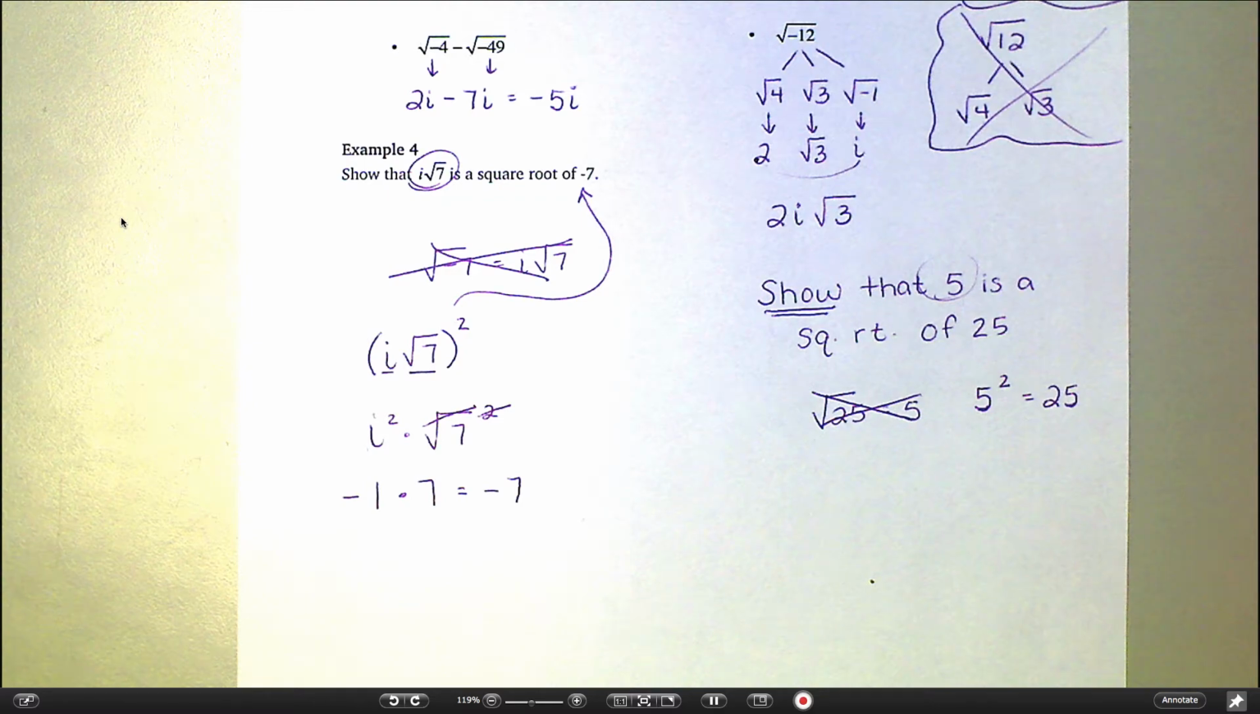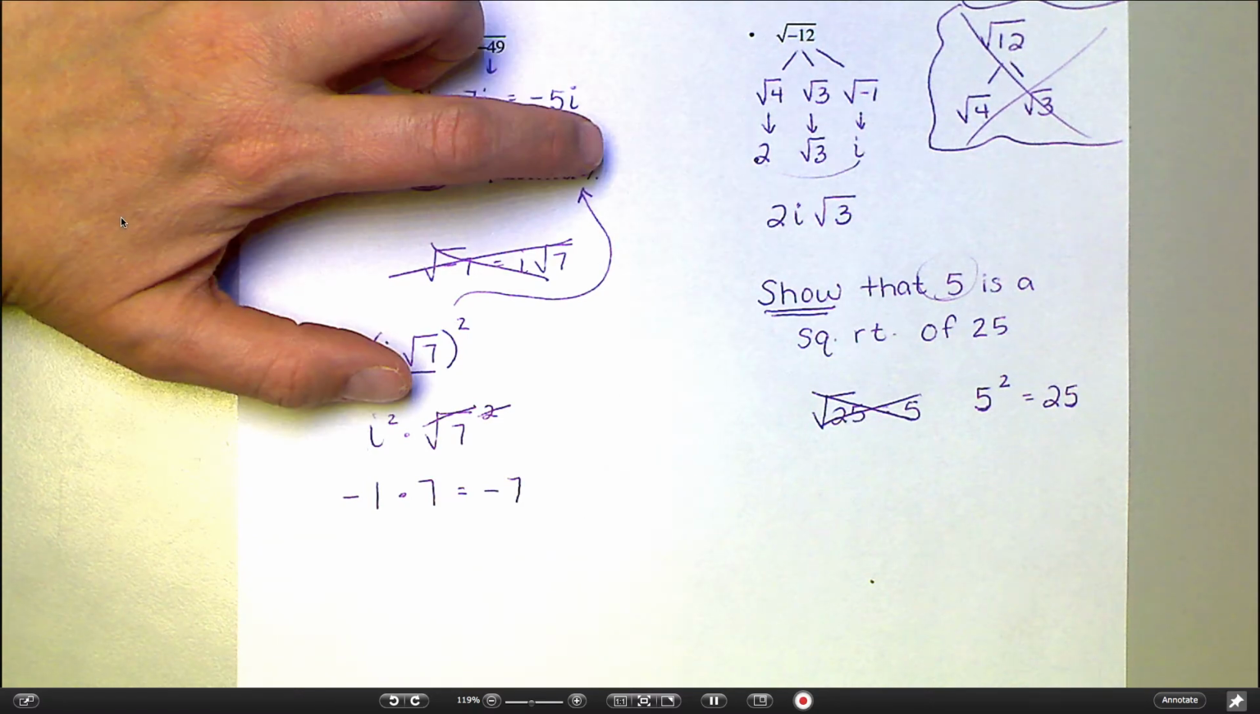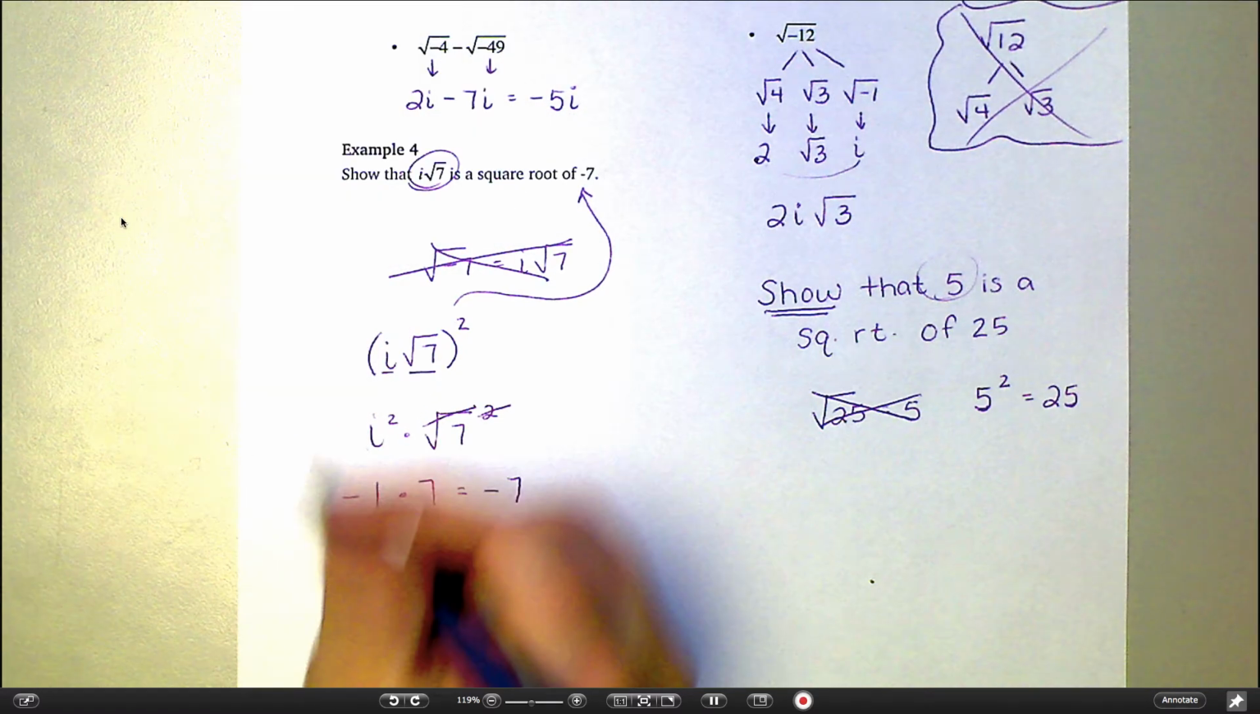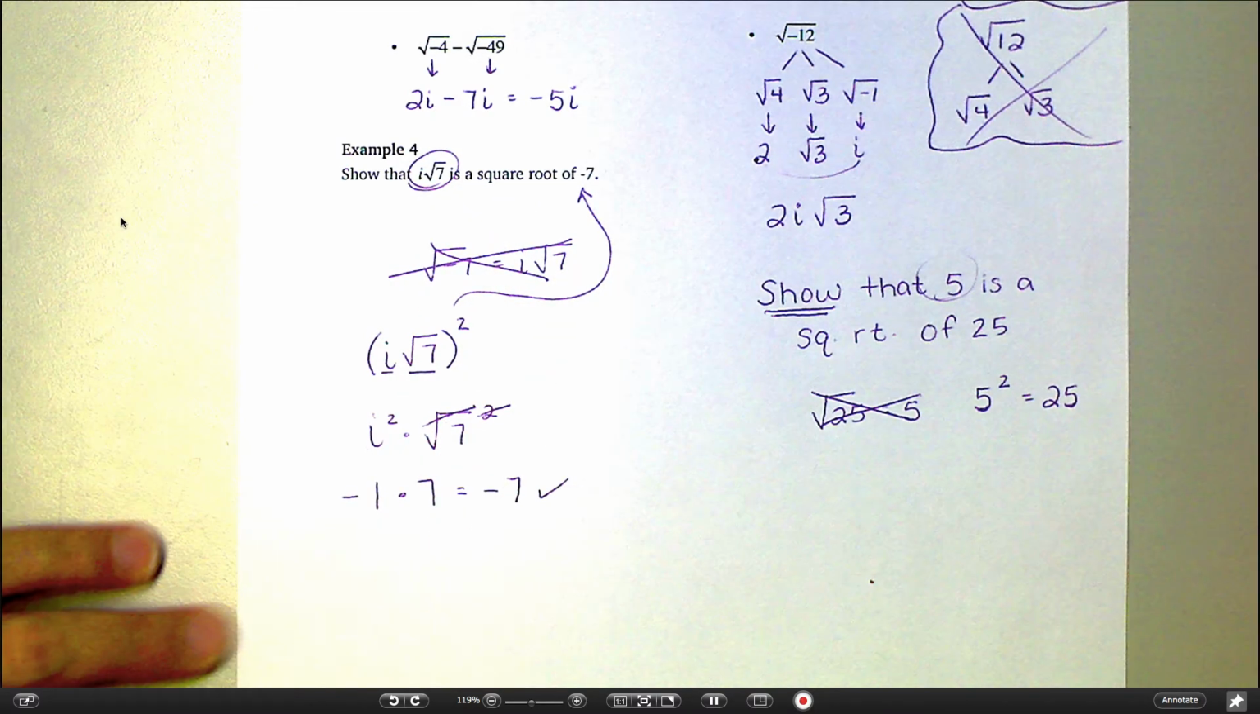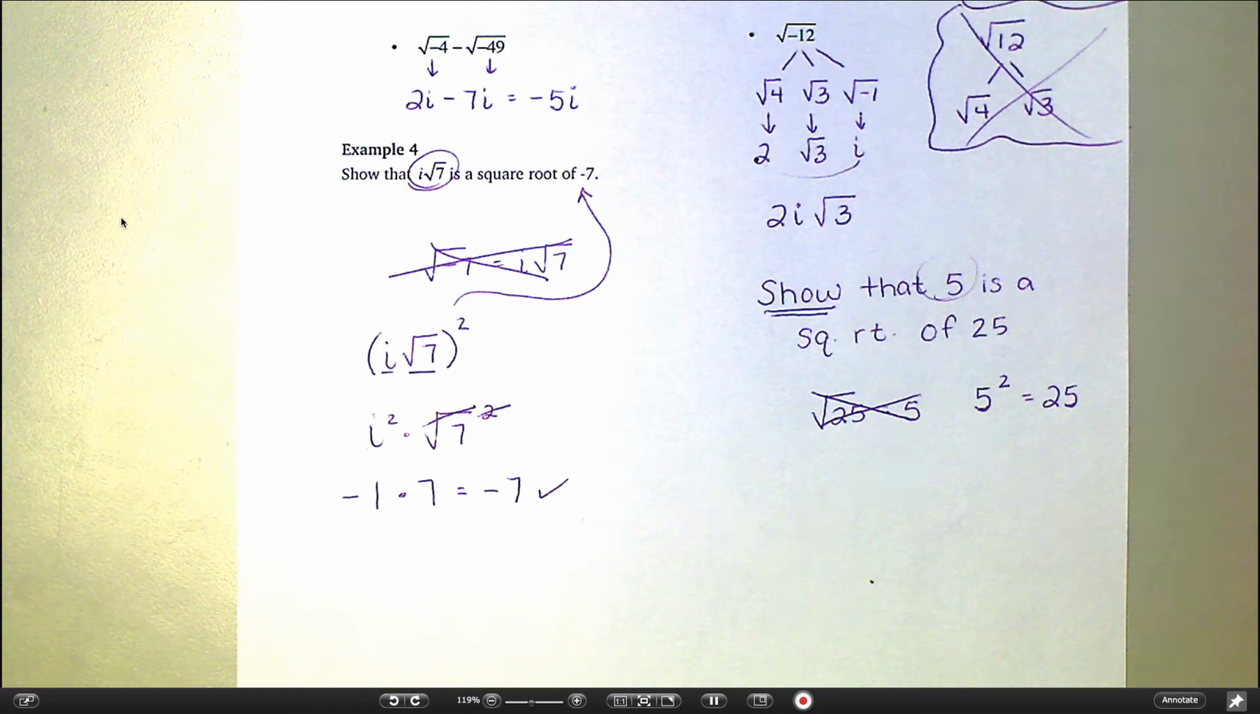You wanted to show that this is a square root of this, which means that I should be able to square this and have it turn into that, okay? So that's how you go about showing that something is a square root of something else, is by saying, hey, look, when I square this, it turns back into what I had before.